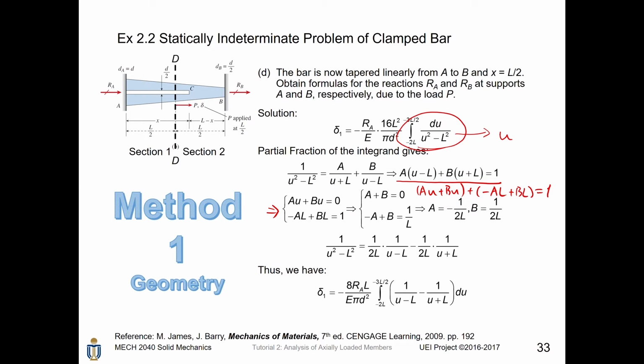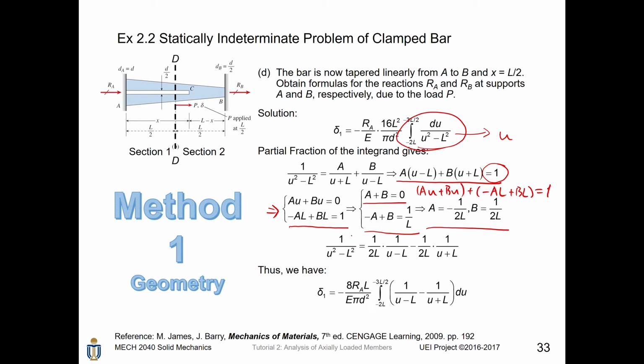That means the coefficient of u, which is a plus b, equals 0, while the constant 1 equals minus al plus bl, which implies that minus a plus b equals 1 over l. Then we can solve the system in this way.